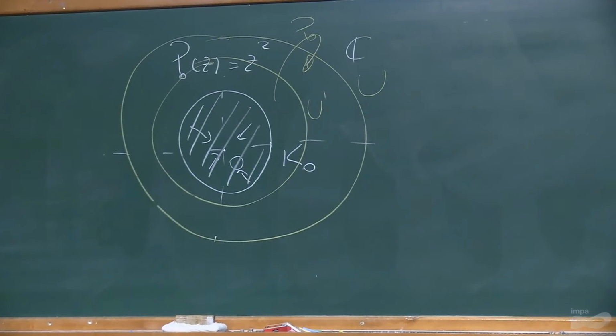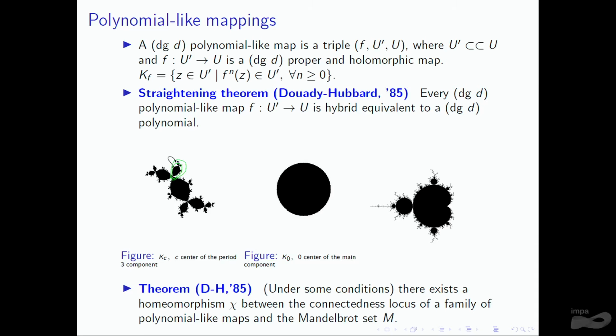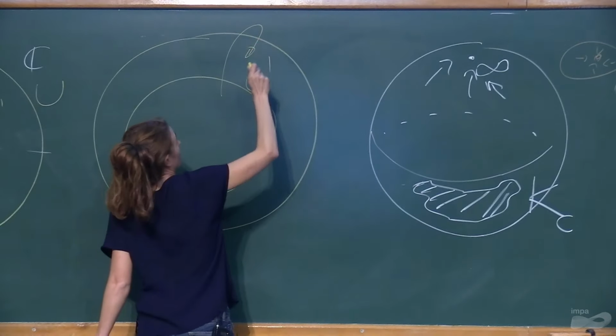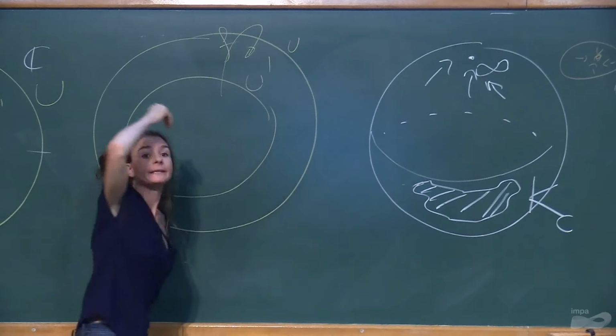A polynomial-like mapping is an object that encodes these dynamics. So it's something that does this. Formally it is a triple F, U prime, U, where U prime and U are topological disks, U prime is compactly contained in U, and F is a proper holomorphic map that maps U prime into U with some degree D.